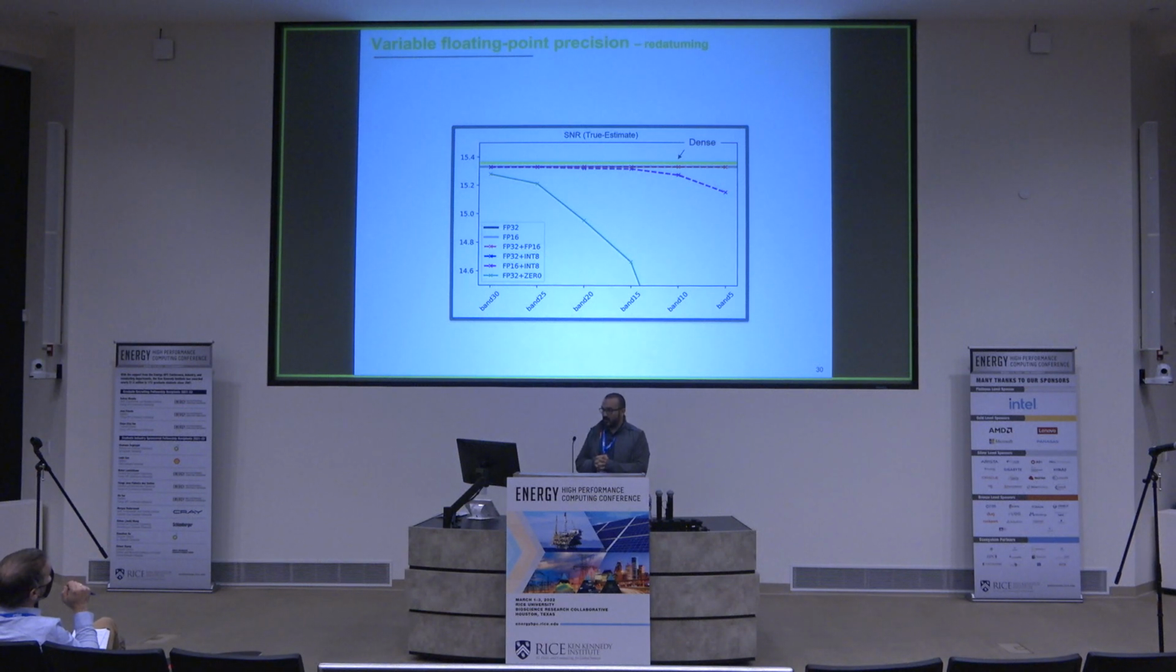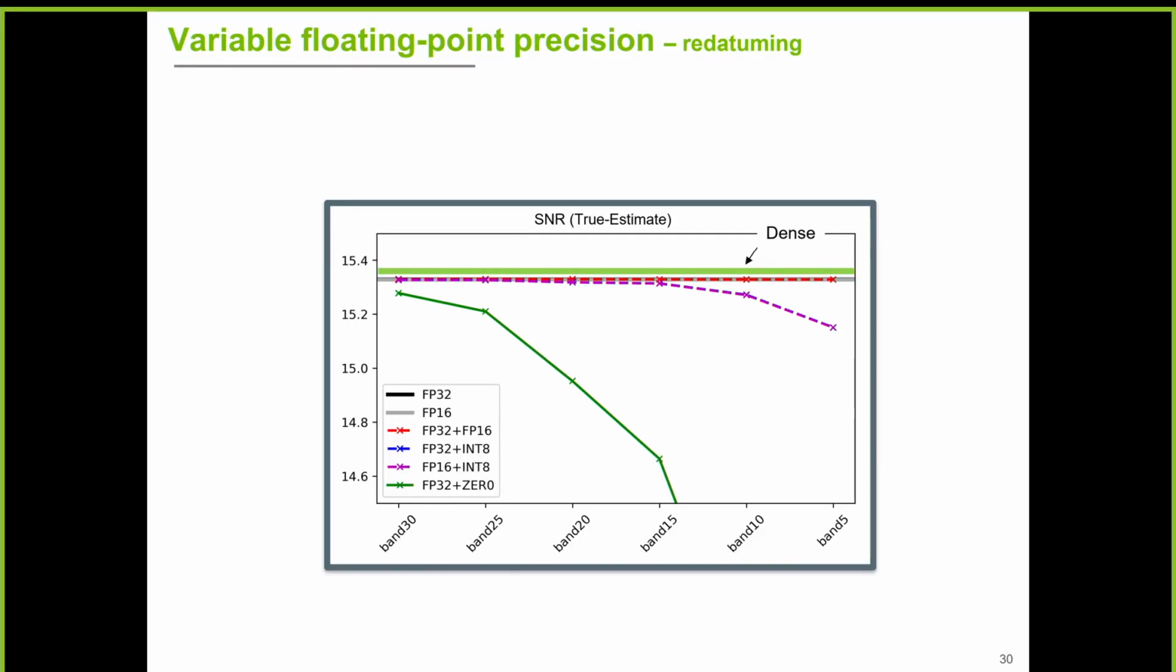And you can see indeed for the green curve, FP32 plus 0, it just goes down as you put more zeros, if you will, in those tiles. However, the other combinations of precision, up to a certain bandwidth of 15 tiles, all actually are very close to your original dense MVM, as if you don't do any approximation and in addition no mixed precision. Okay? So there is a clear potential.